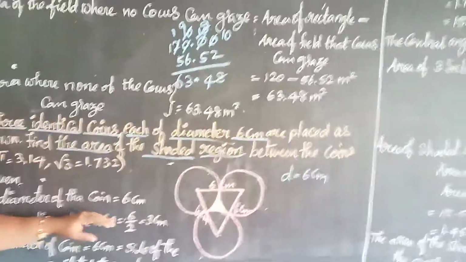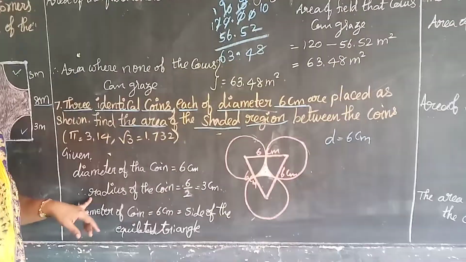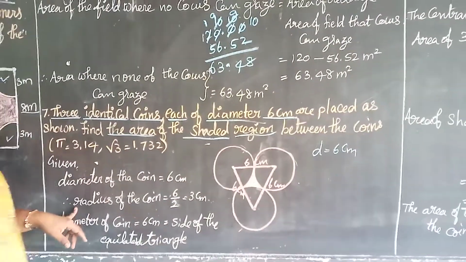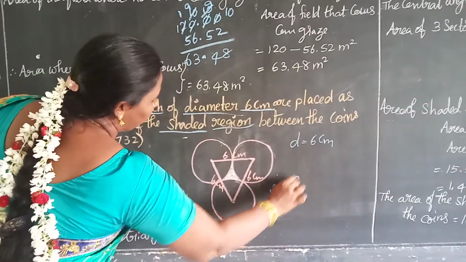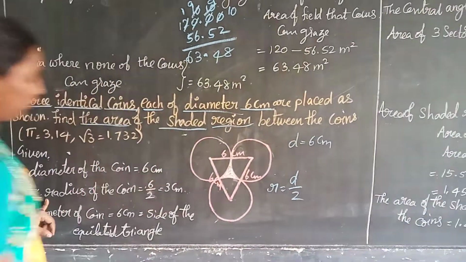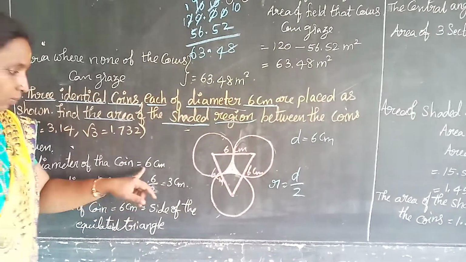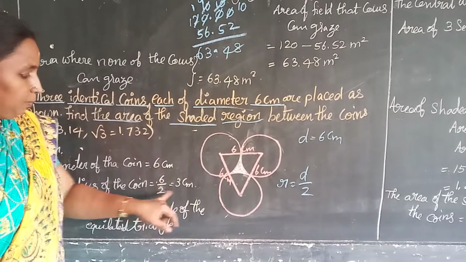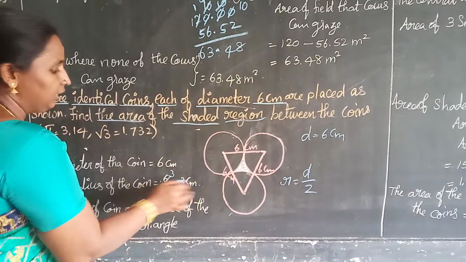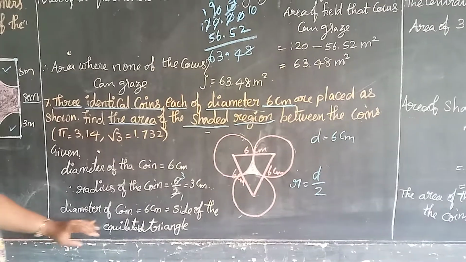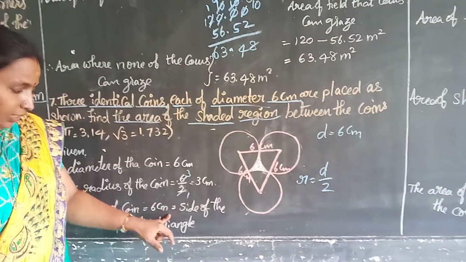So moving on to the sum. Given the diameter of the coin is 6 centimeter. So what will be the radius then? The formula is R equals D, diameter, divided by 2. That is, the radius of the circle equals diameter 6 divided by 2. Cancel this, you will get 3 centimeter.